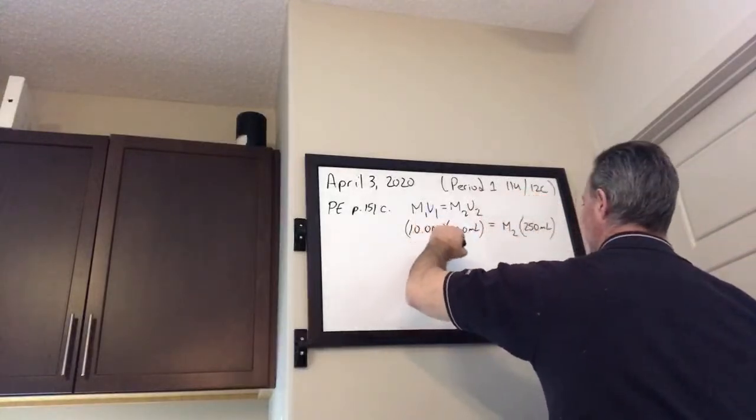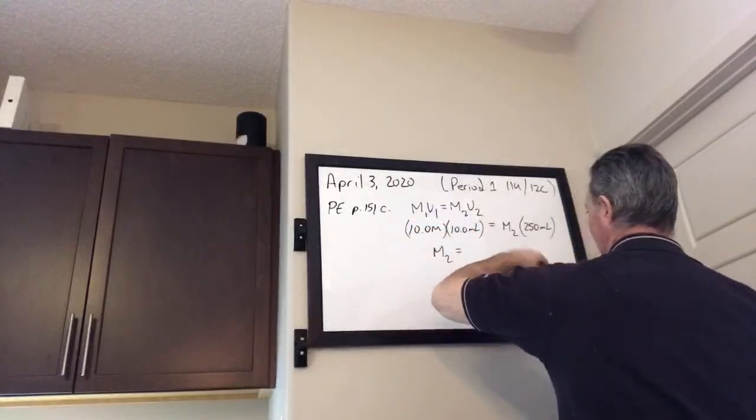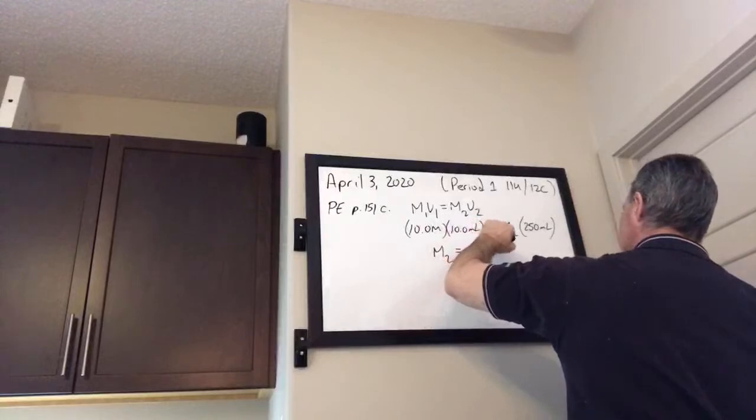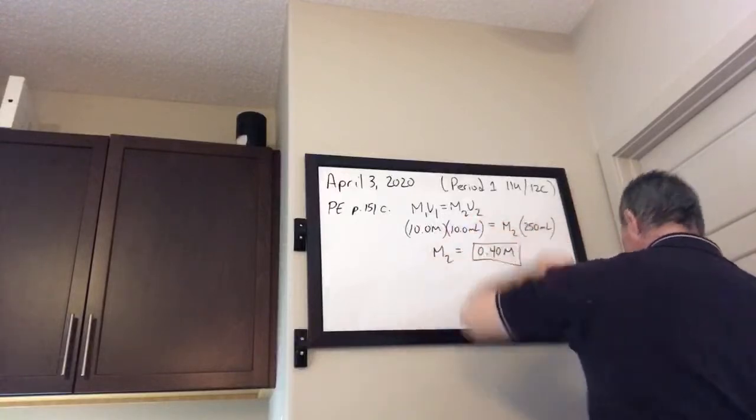So M2 is going to be equal to, you take this and transpose it over there. You can do that yourself. Final answer is 0.4 molar.